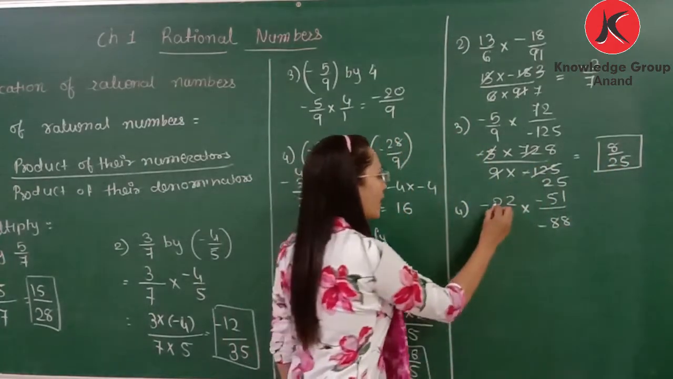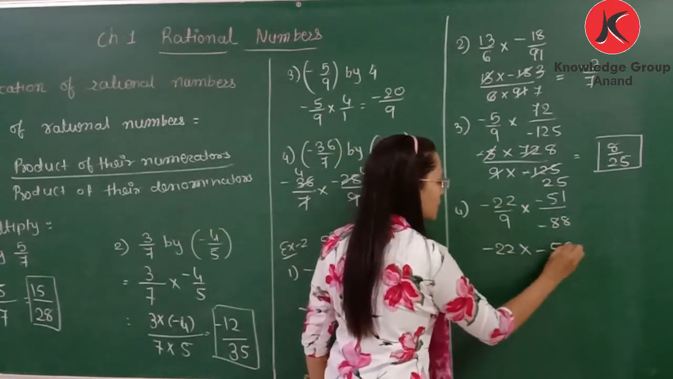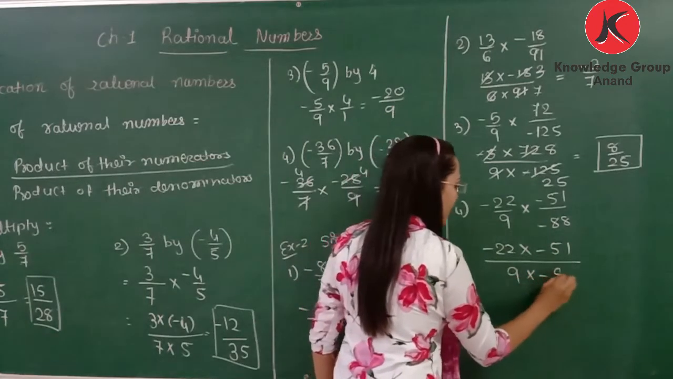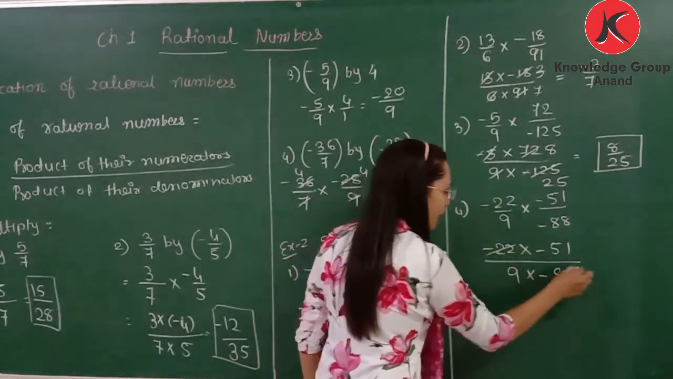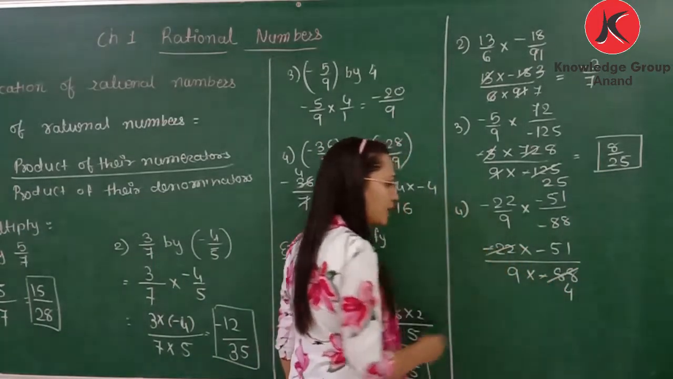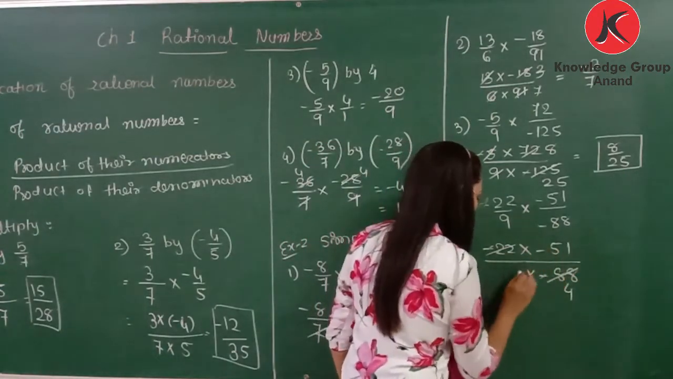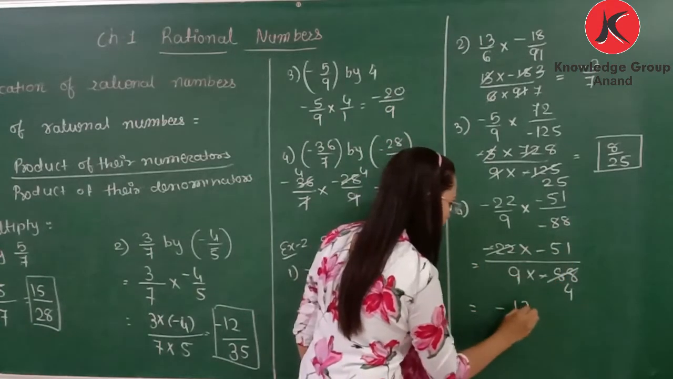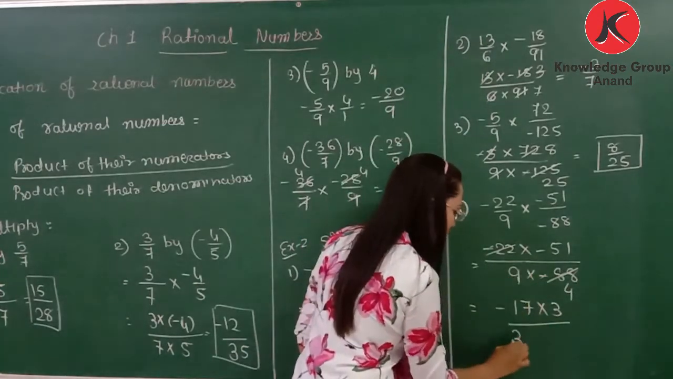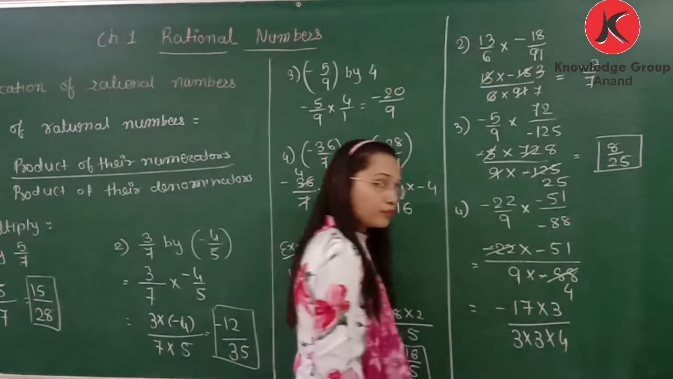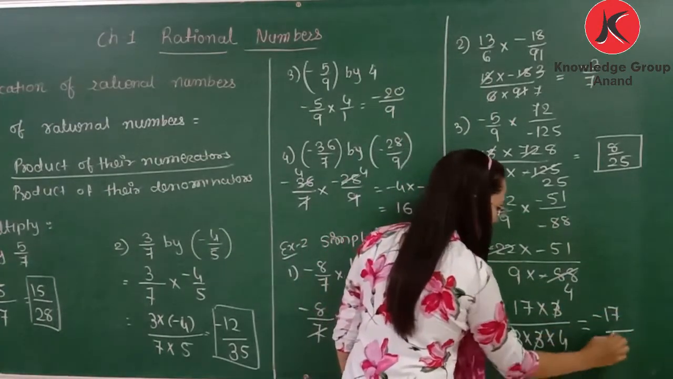Now next one, minus 22 by 9. Here minus 22 is multiplied with minus 51, and 9 is multiplied with minus 88. Now here 22 fours are 88. Here the negative sign will be cancelled out. You can find out the factors of this, that is 17 threes are 51, and here we have a factor of 9, 3 threes are 9, and 4. So you can cut the common factor 3.